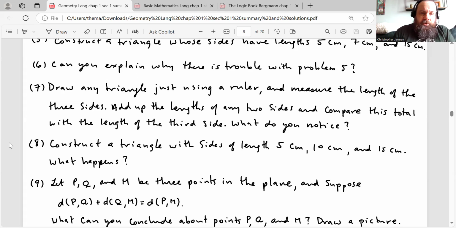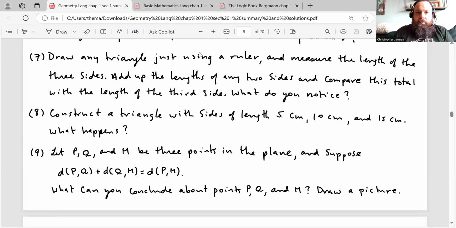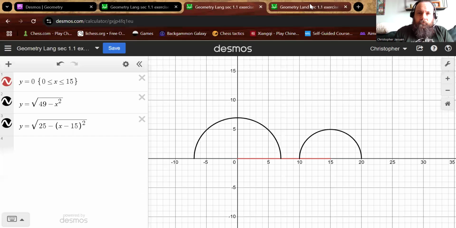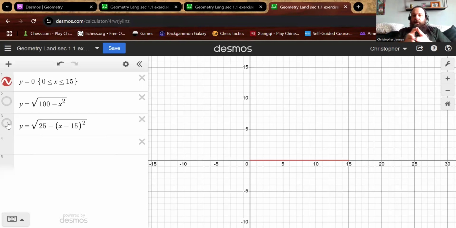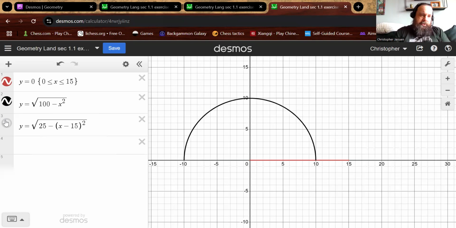All right, question 8, construct a triangle with sides of length 5 centimeters, 10 centimeters, 15 centimeters. Lang wants to know what happens. So again, I did this on Desmos already. Let me actually do that here. We have our line segment of length 15. If I draw a circle with radius equal to 10 centered at the origin, and a circle of radius 5 centered at (15, 0), then this is what it looks like.